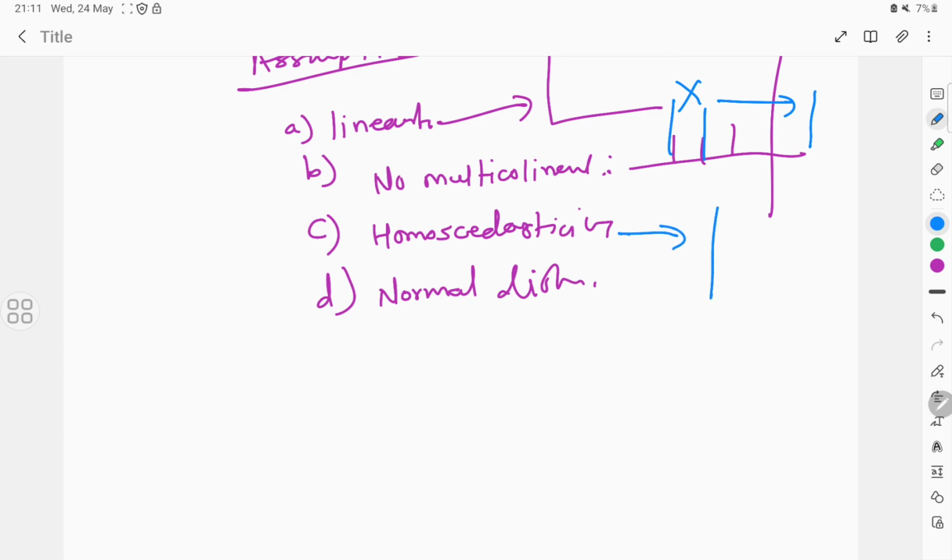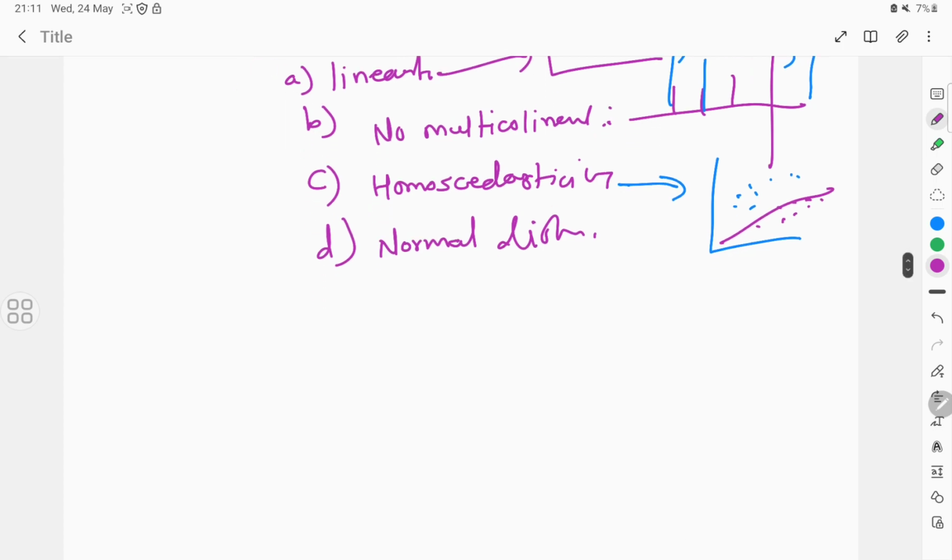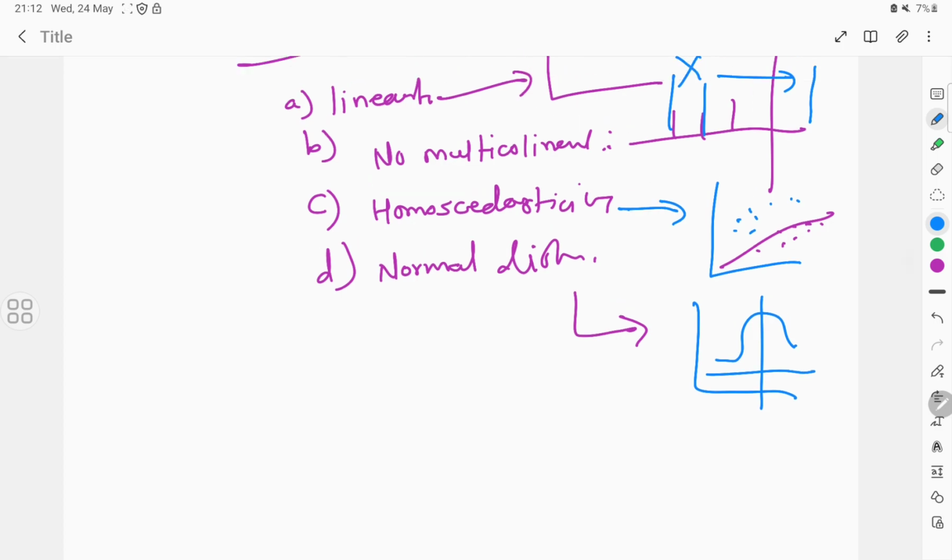Homoscedasticity is nothing but the spread of error, how data points are spread constantly from the mean best-fit line, so that condition should be followed. And normal distribution means the graph of the distribution should be a bell-shaped curve, so there should be a relation between standard deviation, mean, mode and median.